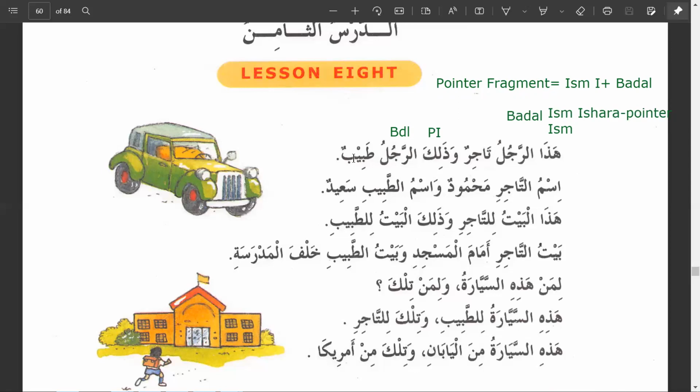When there's tanween, it usually means one, and it also means that it's a common ism. So zalika ar-rajulu, and that man is a doctor. What's the translation for the whole big sentence? This man is a trader and that man is a doctor. Very good. Excellent.